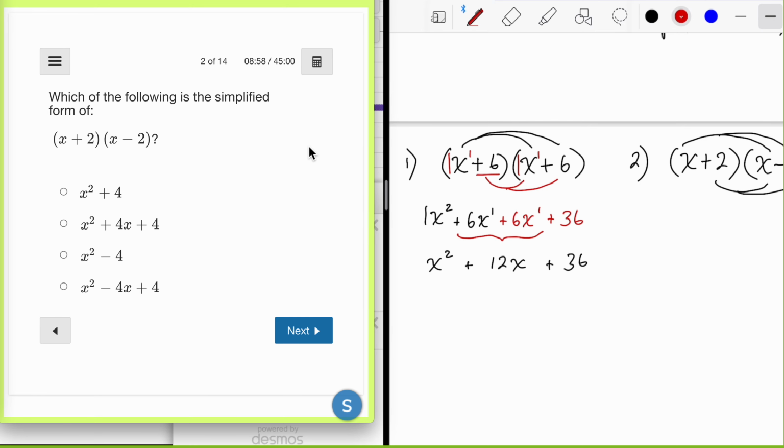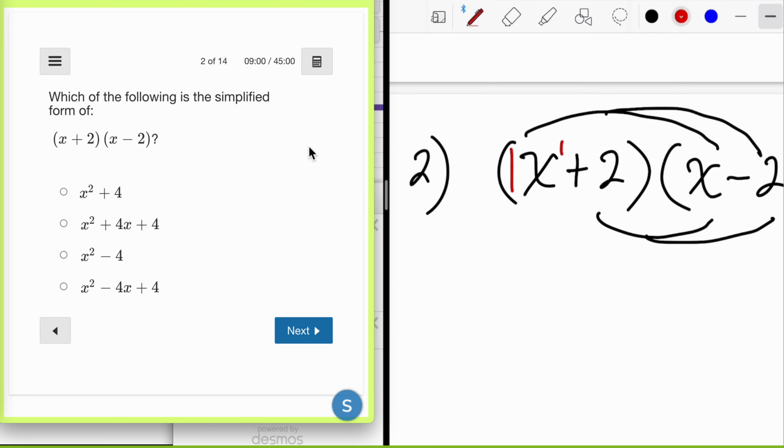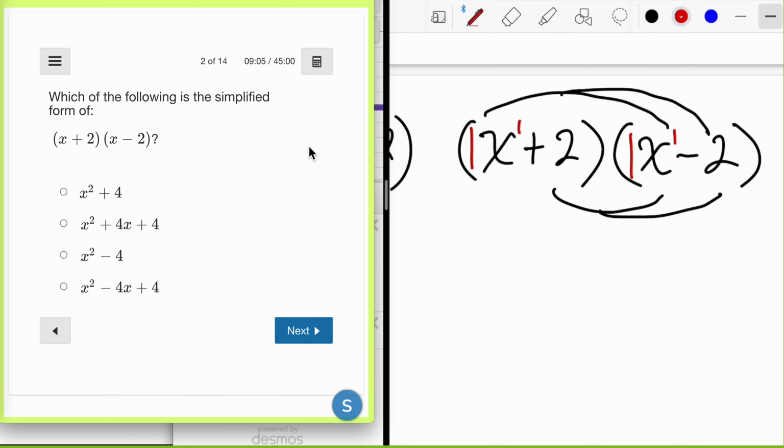All right, so coefficient, exponent, coefficient, exponent starts off the same way. 1x to the first times 1x to the first, multiply your coefficients, add your exponents. 1x to the first times negative 2, so negative 2x to the first. 2 times 1x to the first, 2x to the first, and then 2 times negative 2, negative 4.